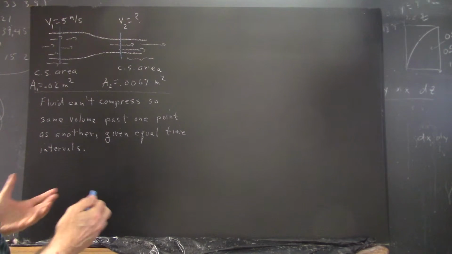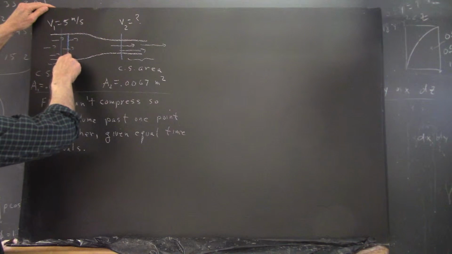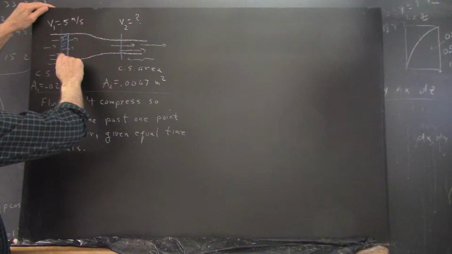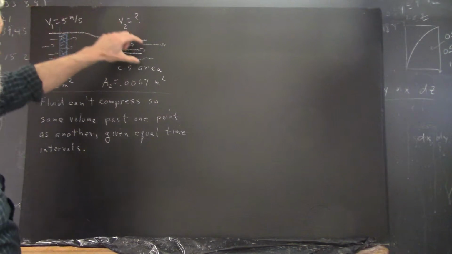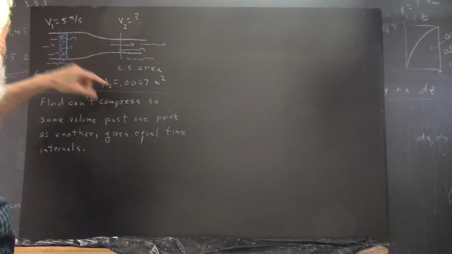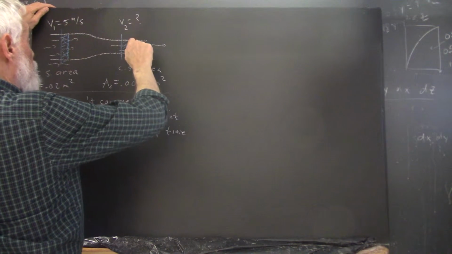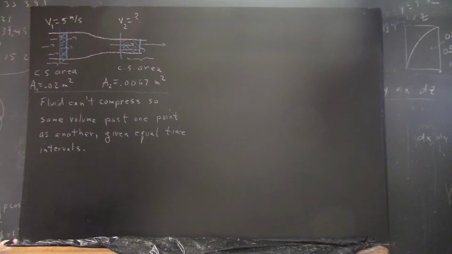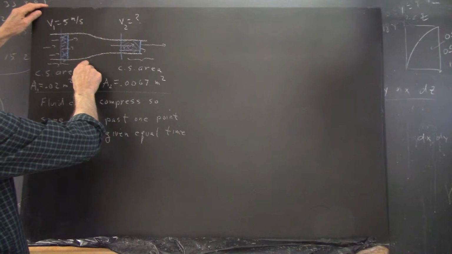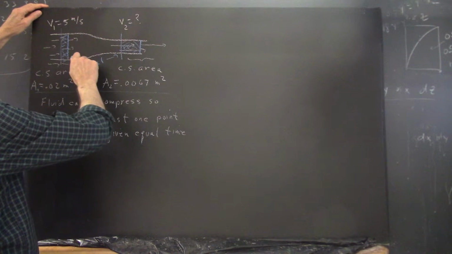Now how can that be in the same time interval? Well, it means that if in that time interval, let's say the fluid travels this far here, over here, in order to have the same volume in the same time interval, it's going to have to travel quite a bit further. In fact, if you have 1/3 the cross-sectional area, it's going to have to travel 3 times as far. I'll write equal delta t to indicate we have equal time intervals here.